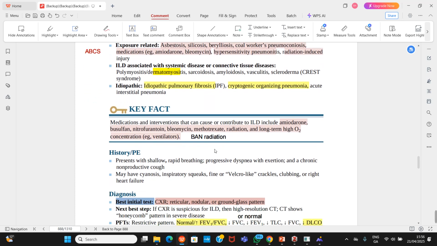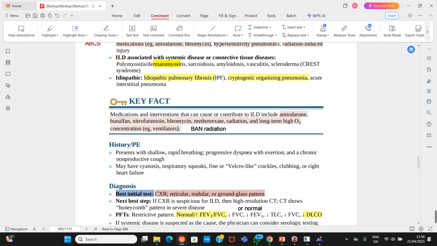So we need to be familiar with some of those medications. BAN, then radiation. So B for busulfan, bleomycin, A for amiodarone, N for nitrofurantoin, and R for radiation. These are the commonest drugs they can ask us. Methotrexate is also included. So busulfan, bleomycin, amiodarone, nitrofurantoin, methotrexate, and radiation. Even high long-term oxygen can cause ILD.